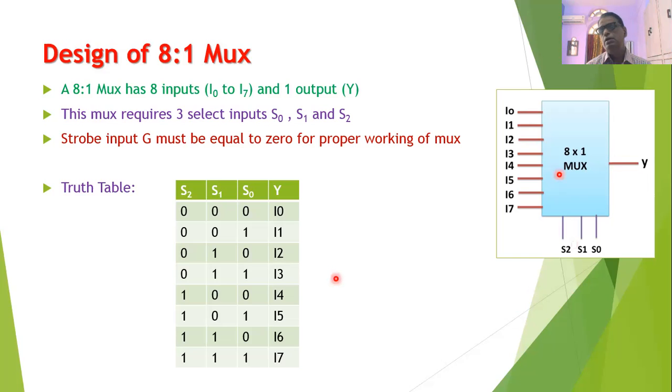So as I said, the multiplexer is nothing but a switch, and the control inputs or select inputs are used to select one of the inputs, and the data available on that input is made available at the output. Similarly, for 100, the output will be I4. For 101, the output will be I5. For 110, the output will be I6. And for 111, the output Y will be equal to I7.